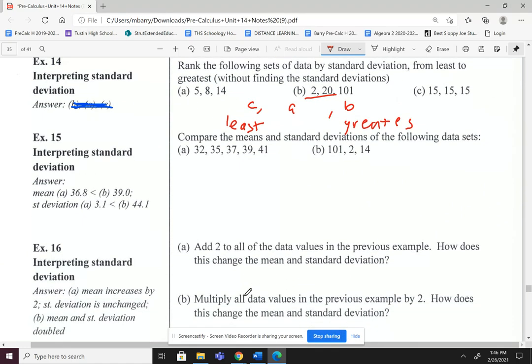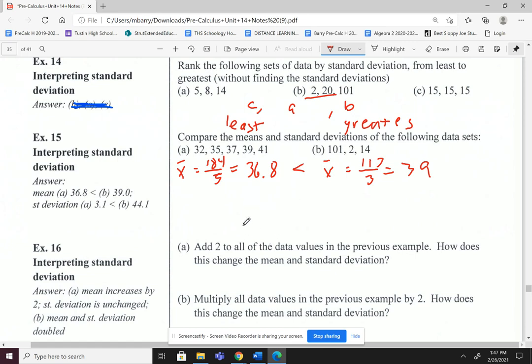All right, this one they actually want us to calculate it here. So I'll go ahead and calculate the mean here. So this one would be 184 over 5, which would be 36.8. And then this one would be 117 divided by 3, which would be 39. So then obviously I would say B is greater, or A is less than, however you want to look at that.